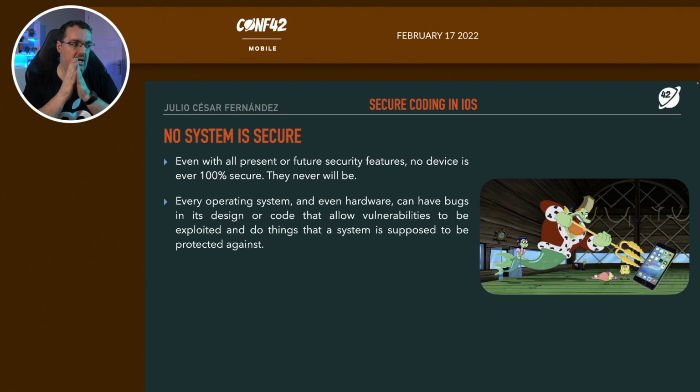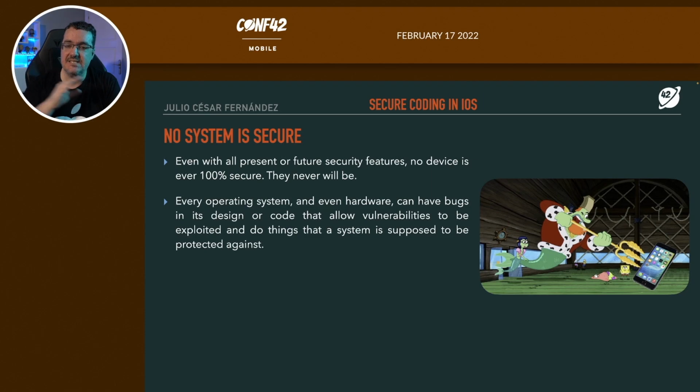Okay? Every operating system and even hardware can have bugs in its design or its code that allow vulnerabilities to be exploited, to do things that a system is supposed to be protected against. It's easy to understand what a 0-day is, because it's software that is supposed to stop you from doing something, but it has a bug, and this bug allows you to do it. That's it.